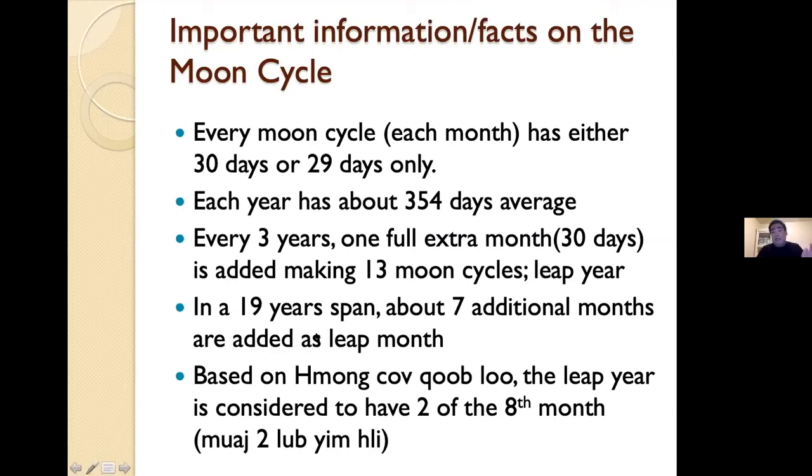Like I said, I tried to research why that is, but I still haven't found the answer yet. What they say is that in the Chinese lunar calendar, every 3 years you add an additional month, sometimes every 2 years, and within the 19-year span you add an additional 7 months. So how do we know about the Hmong?